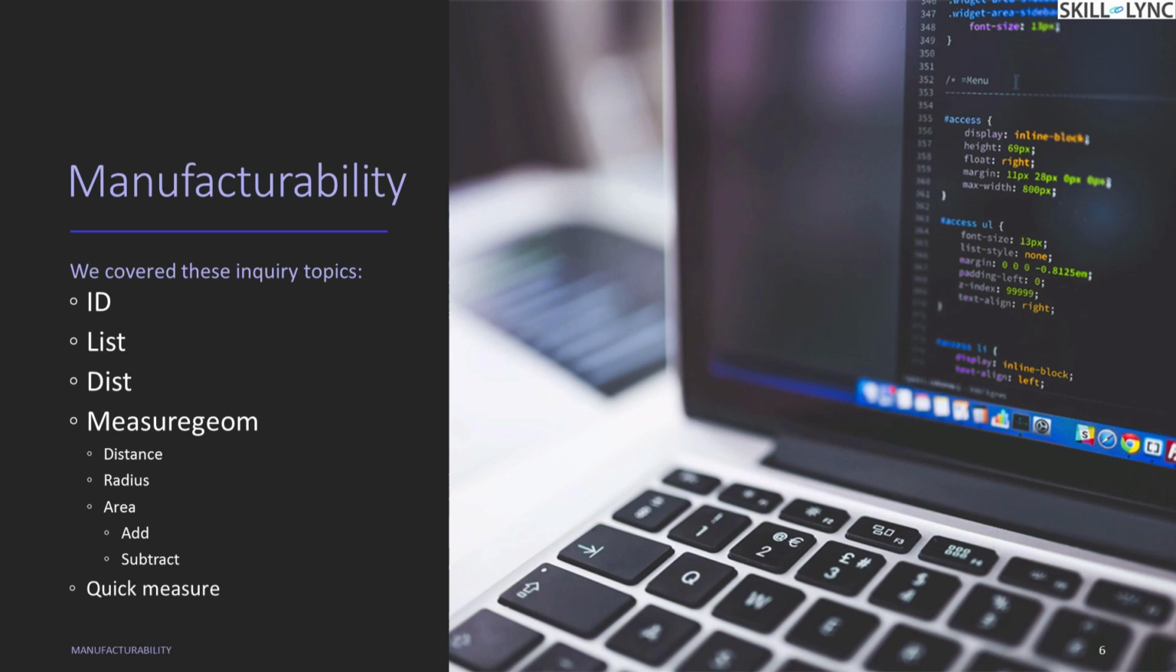Then as an extra measure, we also looked into the measure geometry command, wherein we were able to do an expanded set of measurements, that is the distance, the radius, and then also we looked into the area operation, wherein we were able to select or measure the individual areas and also perform add or subtract options on the area. And finally we also looked into how the quick measure command can help us to quickly grasp the dimension details of any object. So with this we conclude week 5 of the session, that is on manufacturability.